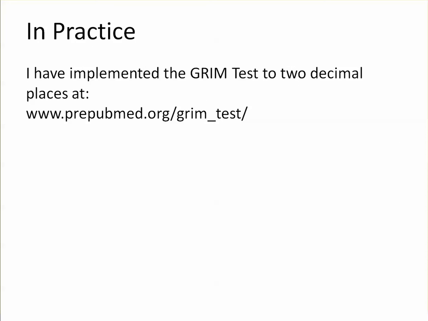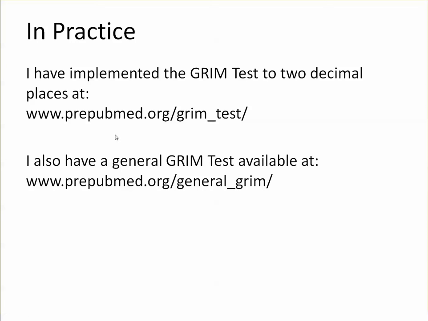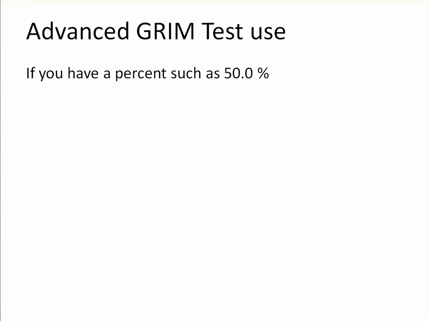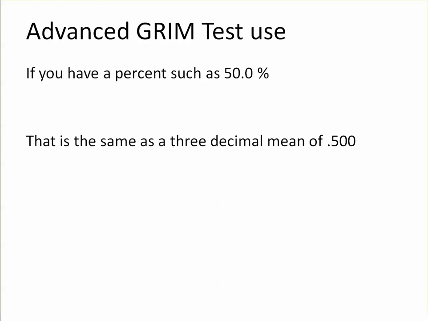So in practice, I have implemented the GRIM test at pre-PubMed. This version here will only take 2 decimal places and will only give you inconsistent results for sample sizes 1 through 99. But I also have a general GRIM test, which will take more decimal places and larger sample sizes. So there's a more advanced use of the GRIM test. If you have a percent, such as 50.0%, you can use that like a mean by converting it to 0.500.